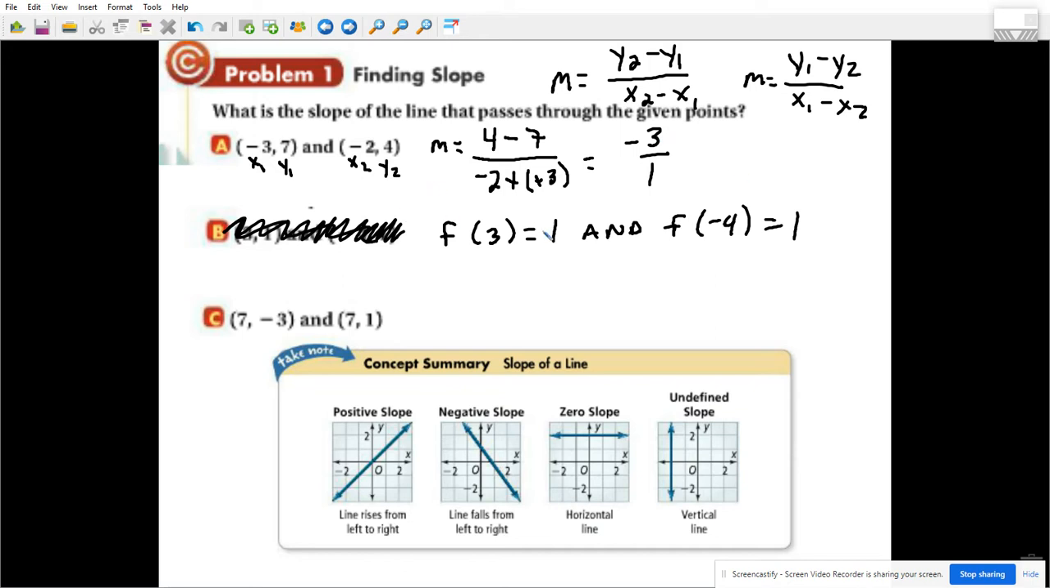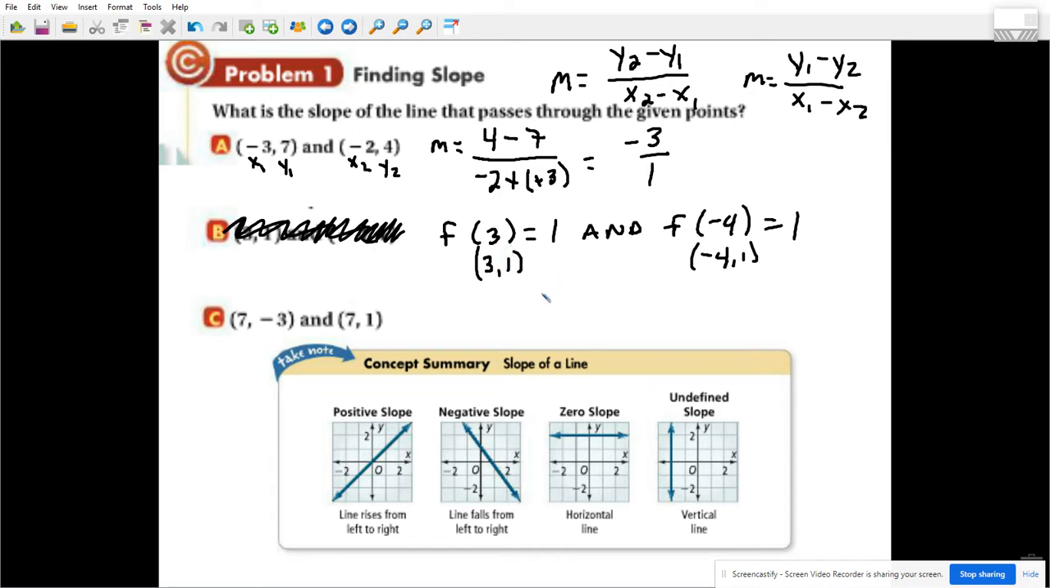Okay, so again, we just got done learning this type of notation where this is my input, that's my output. This is my input, that's my output. So if I wanted to write this as an ordered pair, it'd be the ordered pair 3, 1 and negative 4, 1. So again, that's from 2.1, just knowing how to write different ordered pairs in this notation. Again, that's function notation.